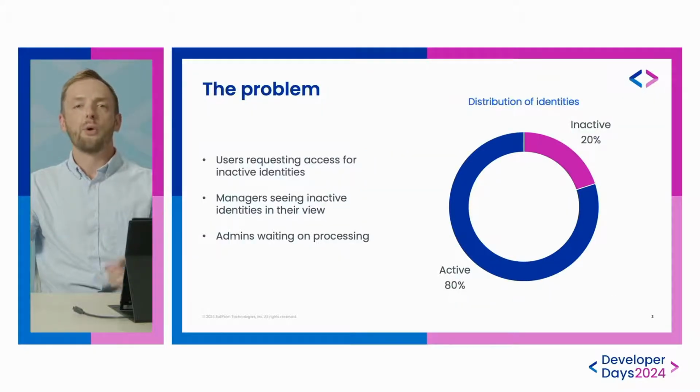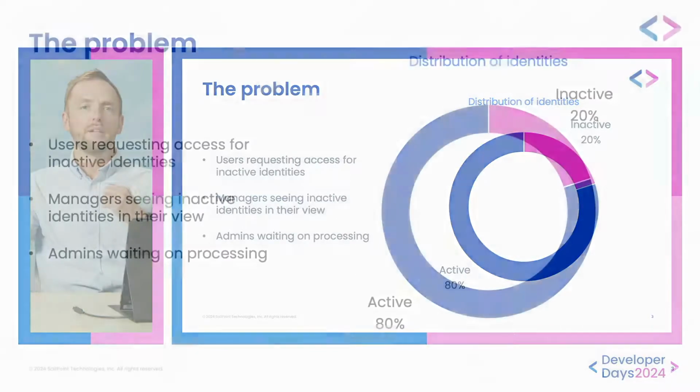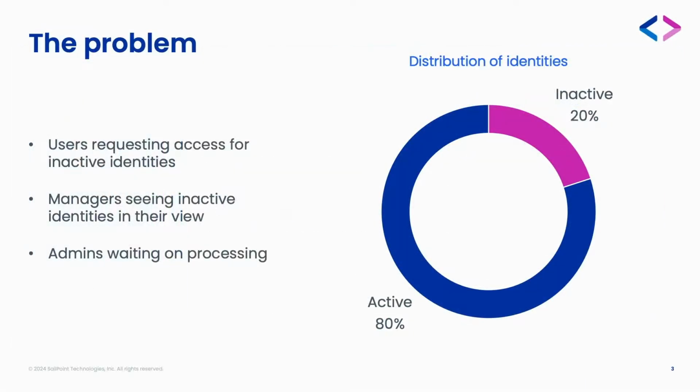All right, so what is the problem? There are a couple different aspects that I'm going to tackle this from. First, you have inactive identities. What we've seen, just based on a couple different ways of studying it, is that there are about 1 in 5 inactive identities in any given tenant. Some have more, some have less. It kind of depends on your implementation.